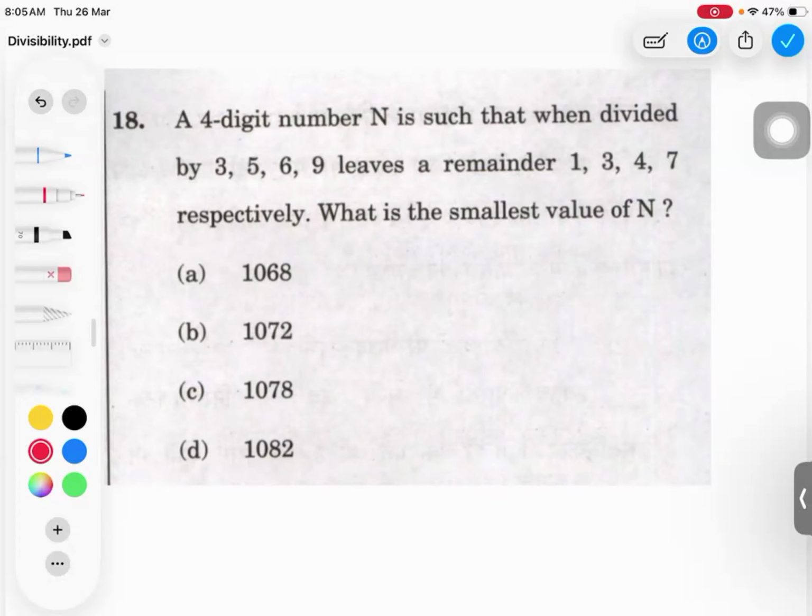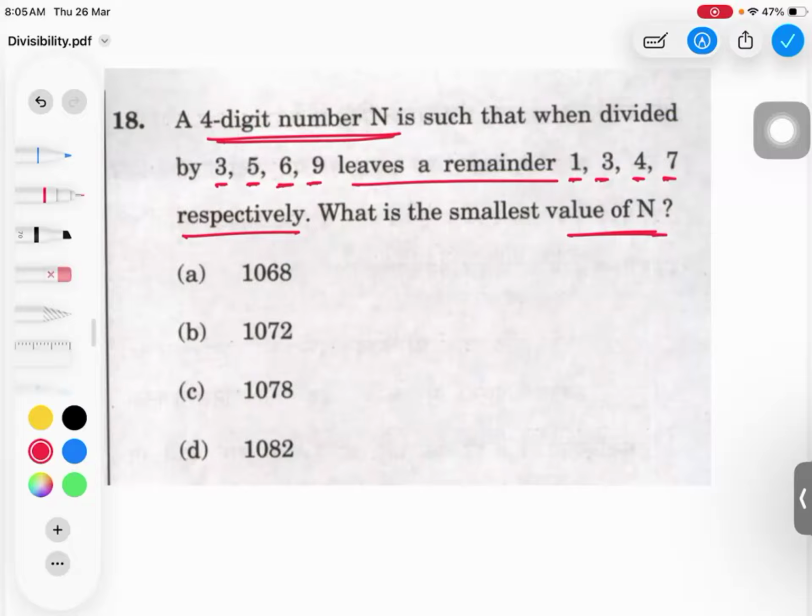A four-digit number n is such that when divided by 3, 5, 6, 9, it leaves a remainder 1, 3, 4, 7 respectively. What is the smallest value of n? Okay, thank you so much.